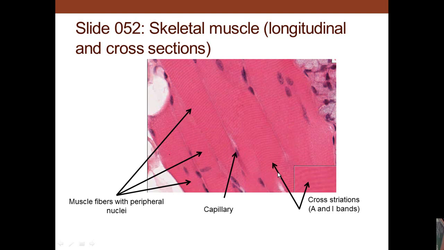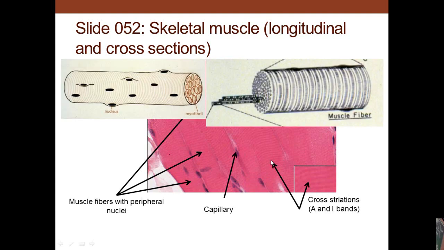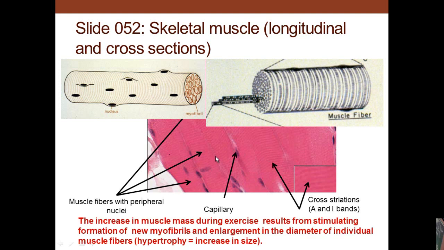And if you have a longitudinal view like this, you can see striations. The dark band is the A band. The light band is the I band. In skeletal muscle, we can see here long cells with nuclei on the periphery, and they're composed of myofibrils. These myofibrils are little projections inside here, which are also cylindrical, and they make up the striations that you see on individual cells themselves, collectively arranged. There are capillaries in between adjacent cells, but you see the muscle cell fibers there. Now, increase in size of muscle with exercise results from a stimulation of new myofibrils.